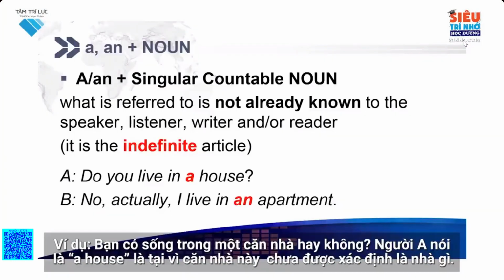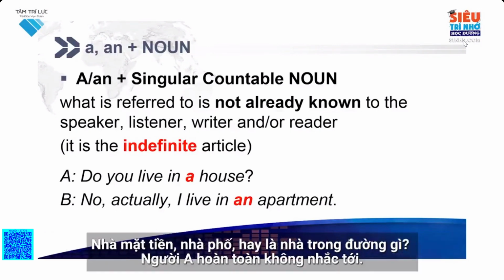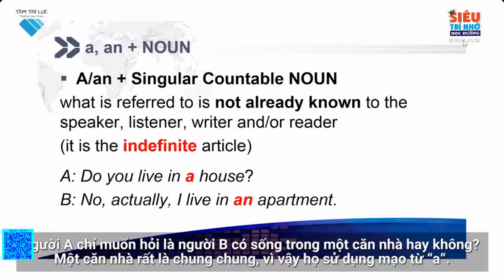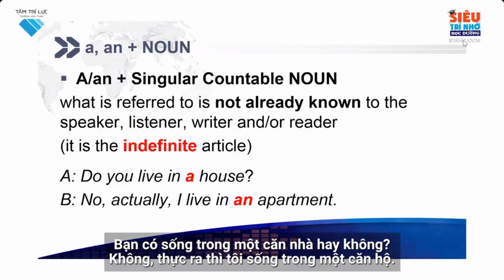For example, do you live in a house? Person A says a house, because this house has not been identified yet. A front house, a townhouse, or a house on what street? Person A does not mention. Person A just wants to ask if person B lives in a house or not. A house is very general, so they use the article a. Do you live in a house?